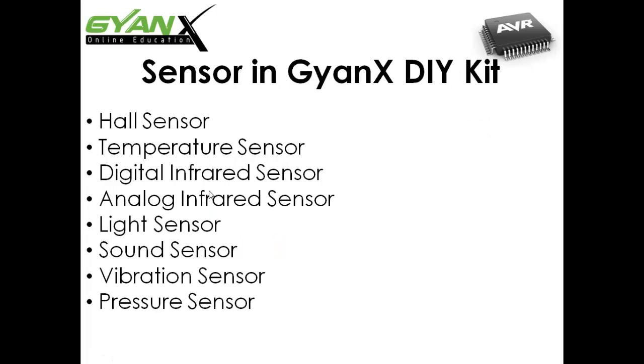In our GyanX do-it-yourself kit, you will find several types of sensors. First is the Hall sensor, second is the temperature sensor, then the digital infrared sensor and the analog infrared sensor, light sensor, sound sensor, vibration sensor, and pressure sensor. So these sensors you are going to find in the GyanX DIY Kit.